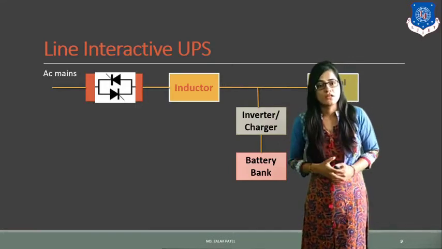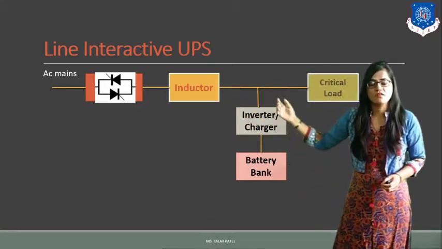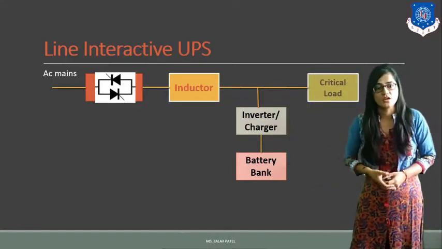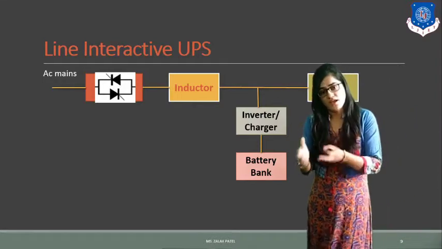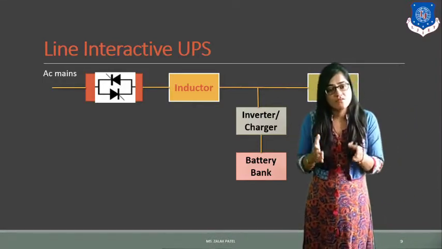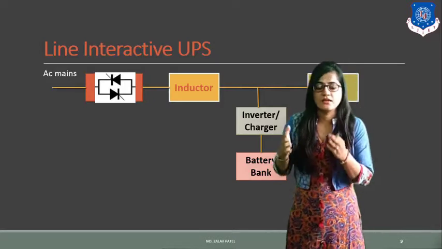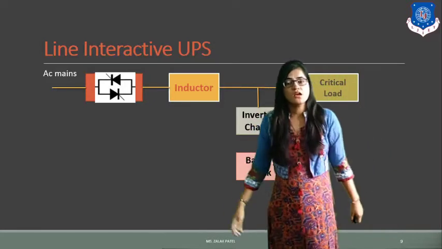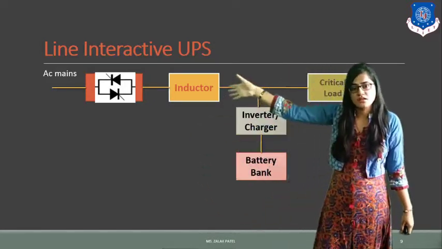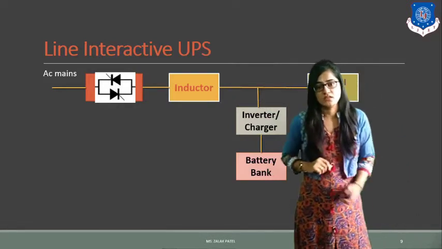If we connect the inductor to it, the path will be different: it will be connected with the inverter and charger and then with the battery bank. In the previous case, we have seen that there are two static switches. Here you can note that one static switch is connected to the AC mains only.